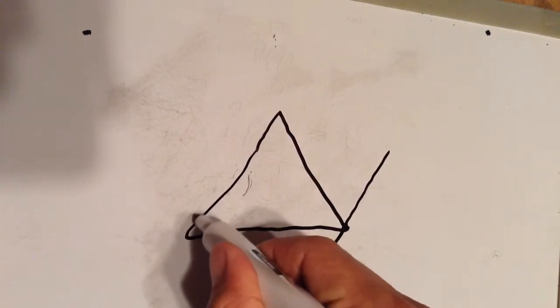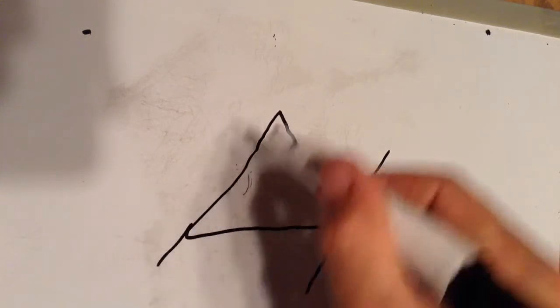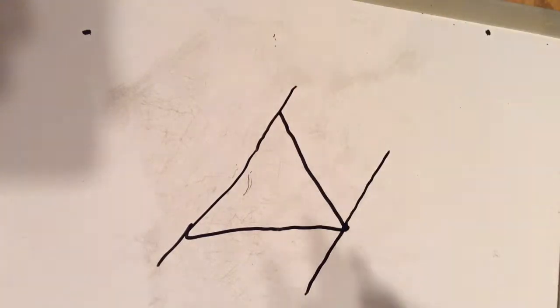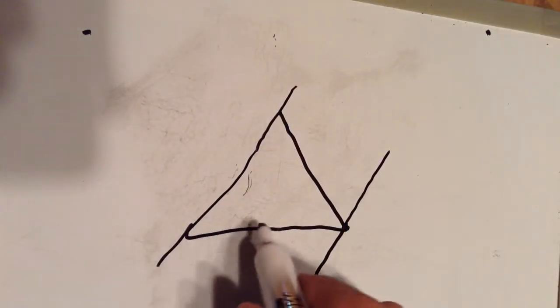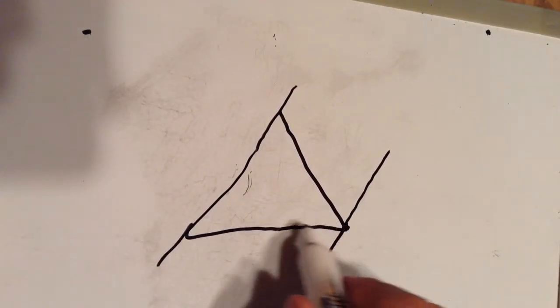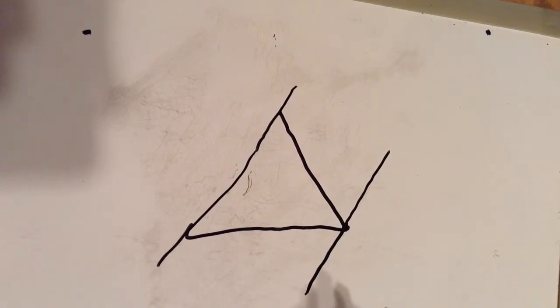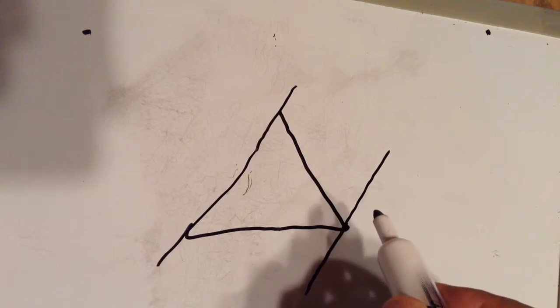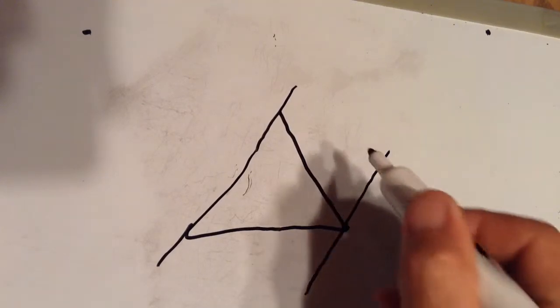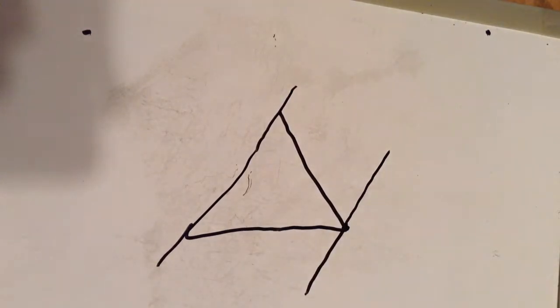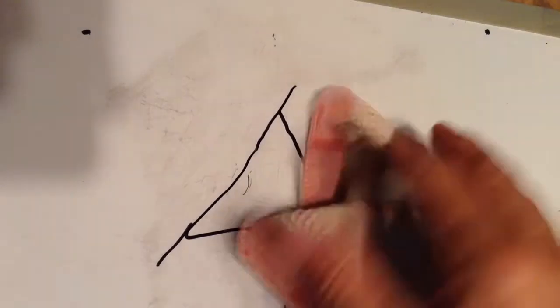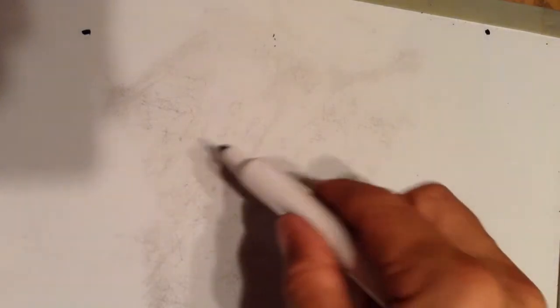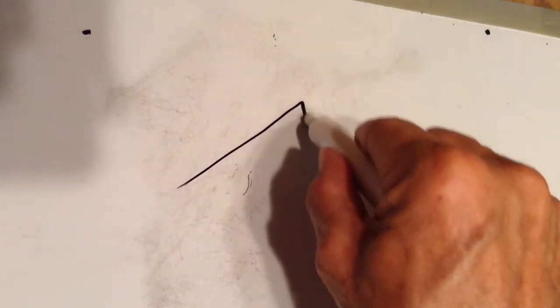Okay, and we've drawn it parallel with this opposite side. So anytime a line intersects two parallel lines, these angles, let's see, tell you what, let me draw this a little different. Okay, let's say this is our triangle.